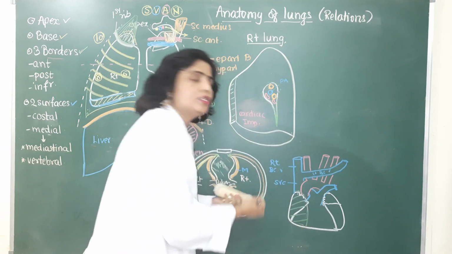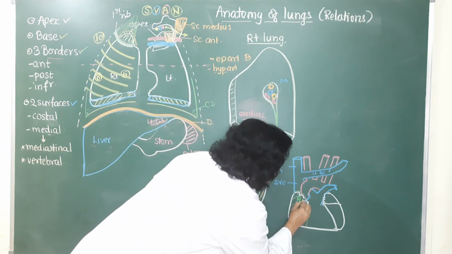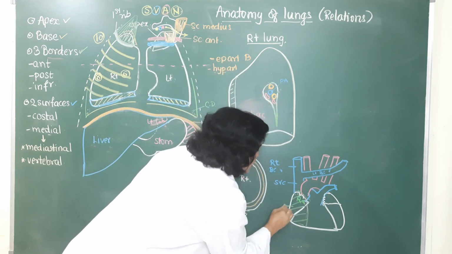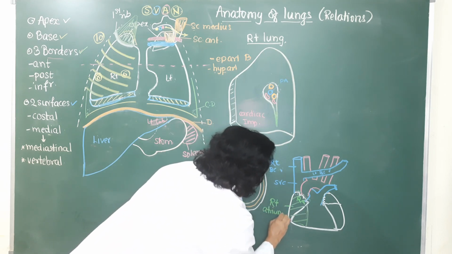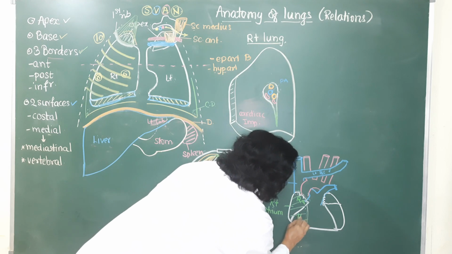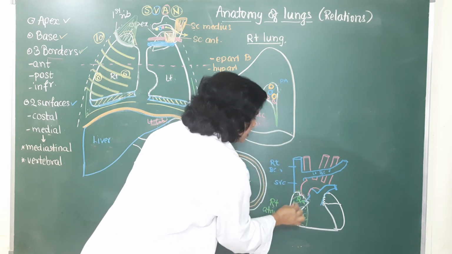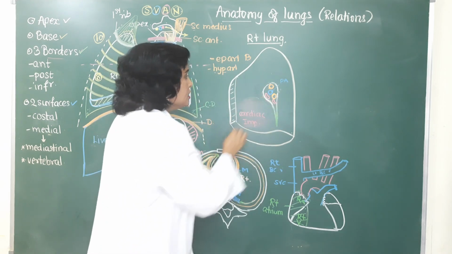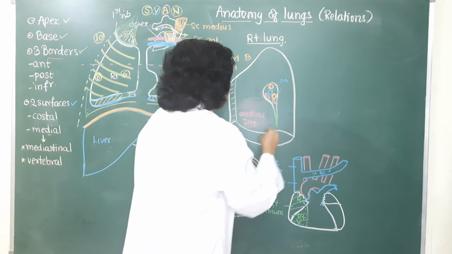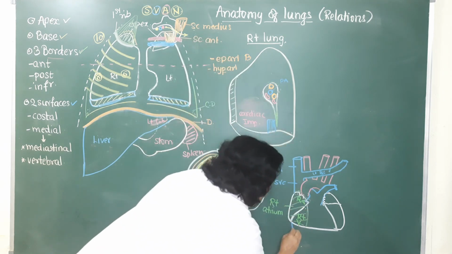Which chambers of the heart are related to the right lung? This is right auricle, ear like appendage. This is right atrium. Here you get part of the right ventricle. This is right ventricle. All these are the chambers which come in contact with the cardiac impression of the right lung.